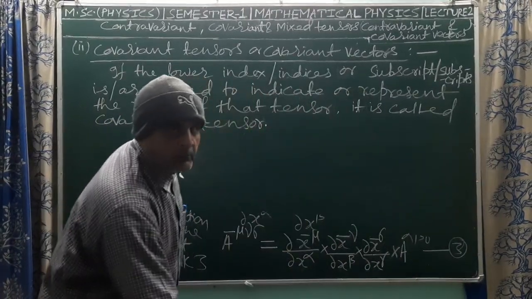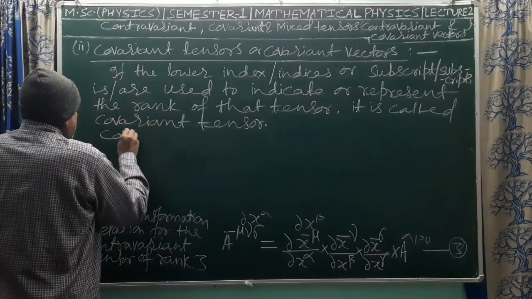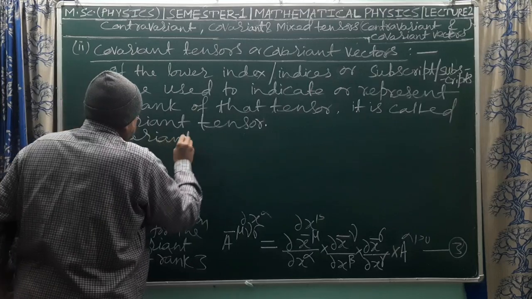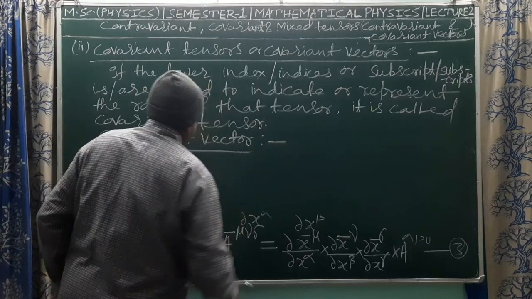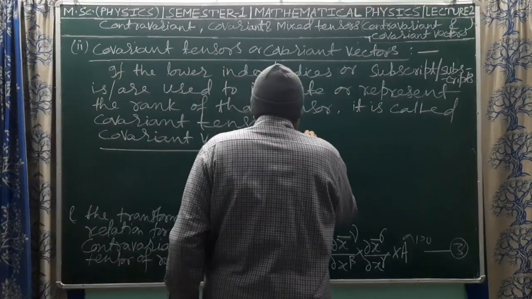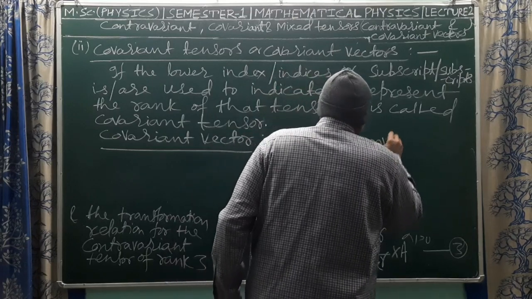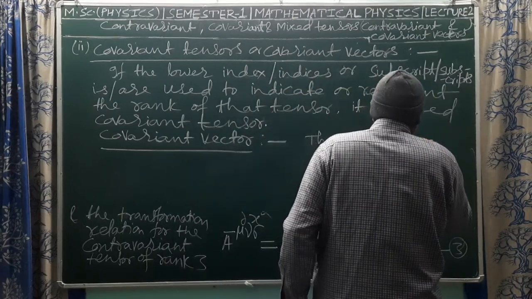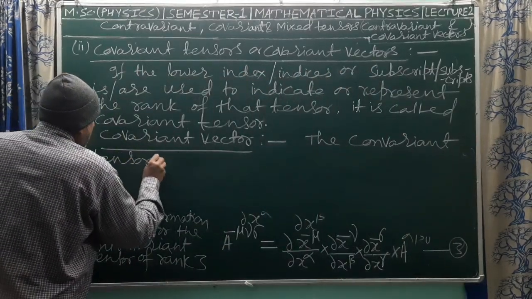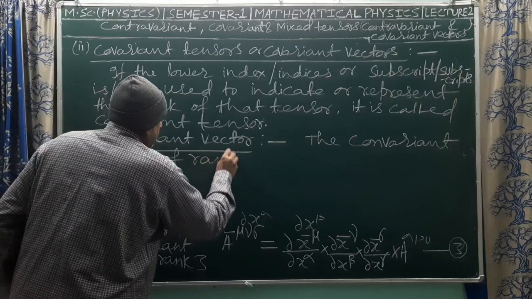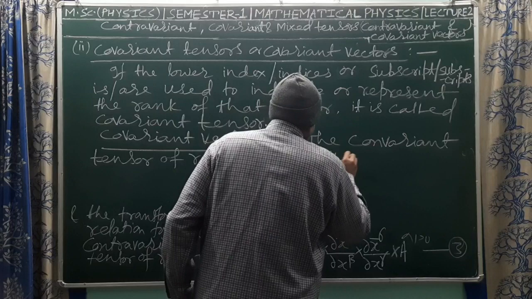Now we have to define covariant vector. The covariant tensor of rank 1 is called covariant vector.